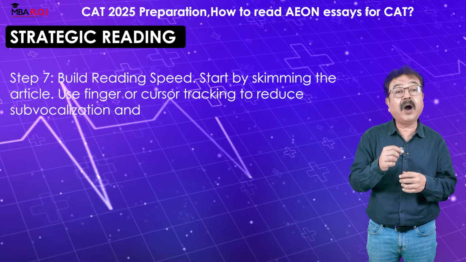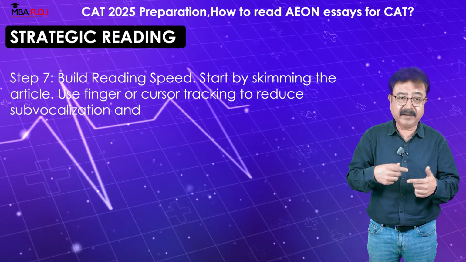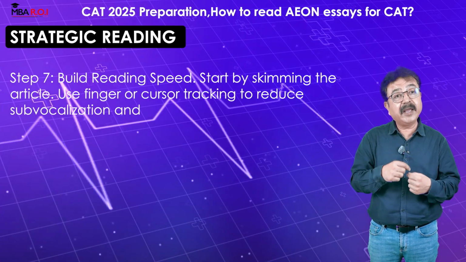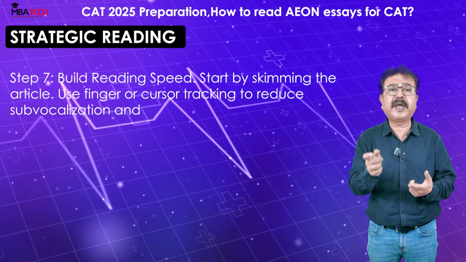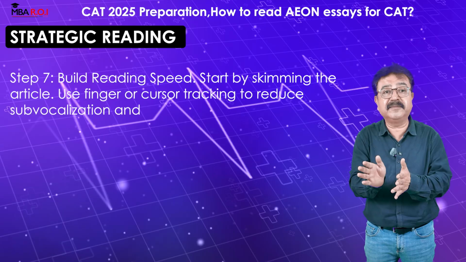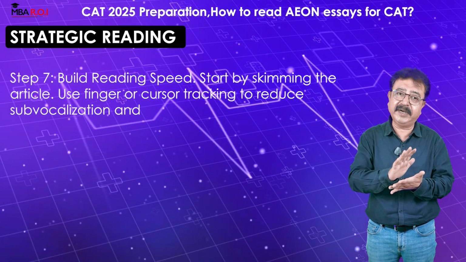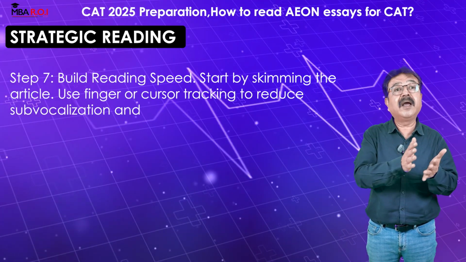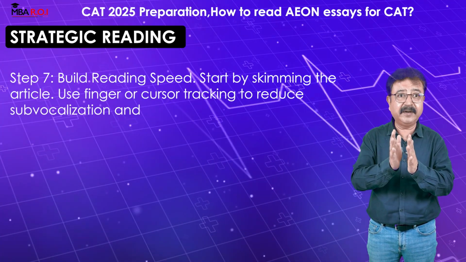Step 7, build reading speed. How to build it? One, obviously, when you are reading regularly, you will start improving your reading speed very clearly. While reading on screen, there are a lot of tools like Beeline, which you can use to increase your reading speed on screen. So reading speed comes regularly from reading. You can do offline reading and online reading as well. You can start with offline reading, build that speed.